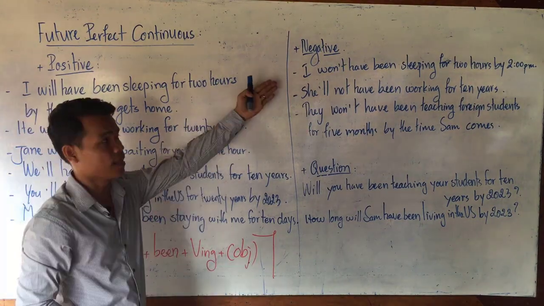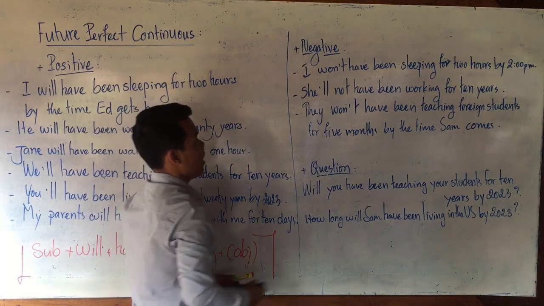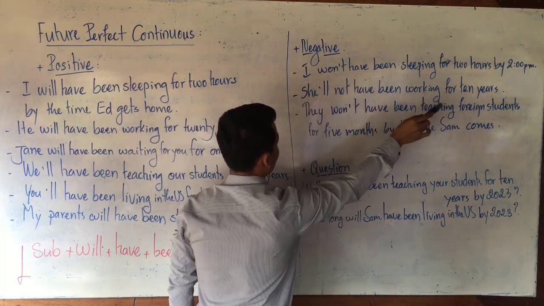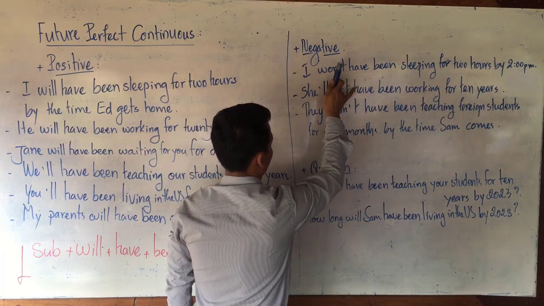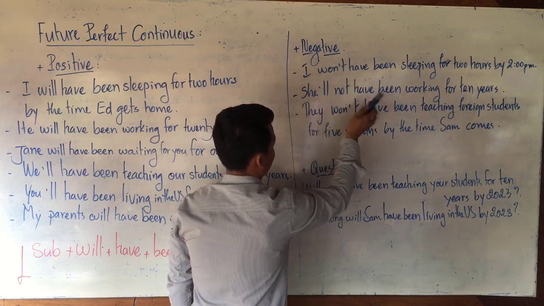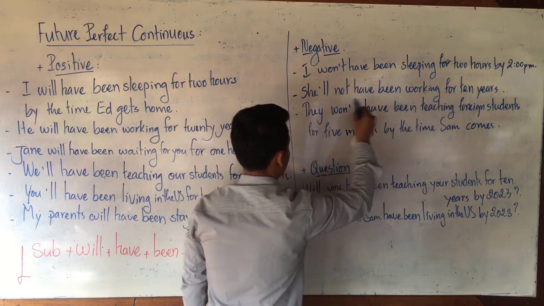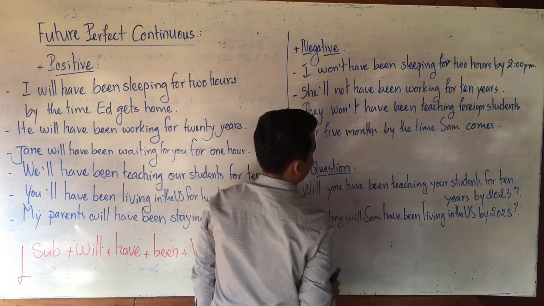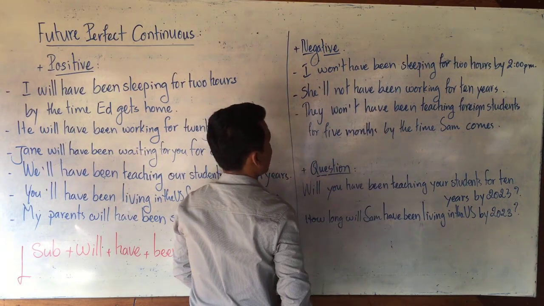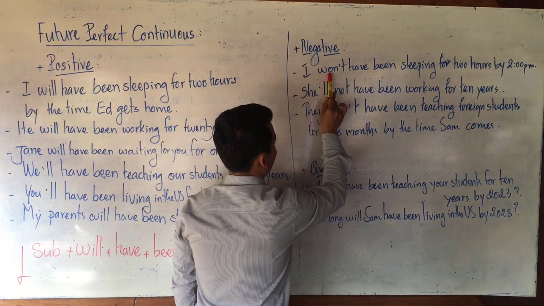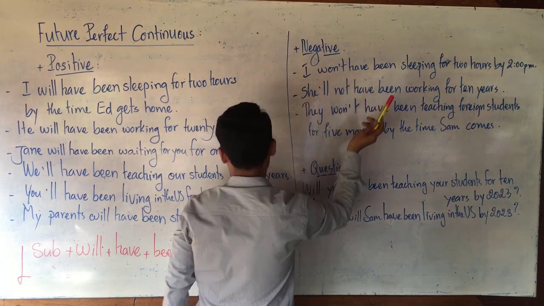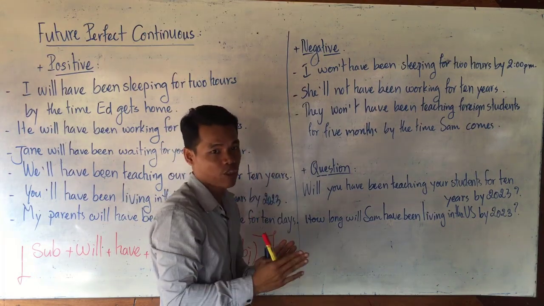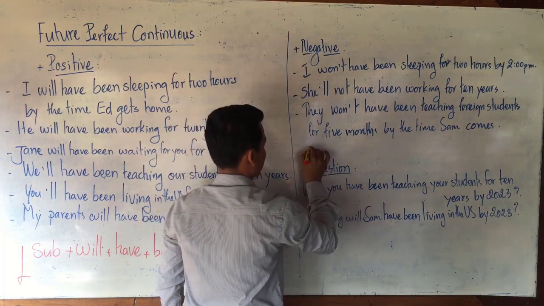One more is the negative form. I is the subject. I won't have been sleeping for 2 hours by 2 p.m. Won't is from will not. She'll not have been working for 10 years. They won't, from will not, have been teaching foreign students. In the examples we have subject plus won't, from will not, have been, almost the same as positive, but we use only not after will.